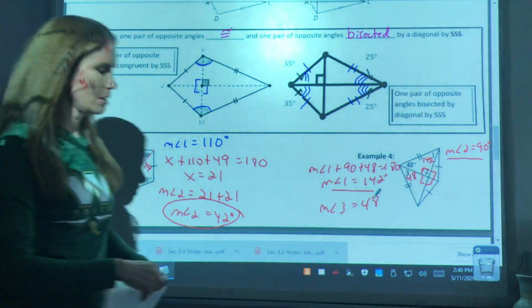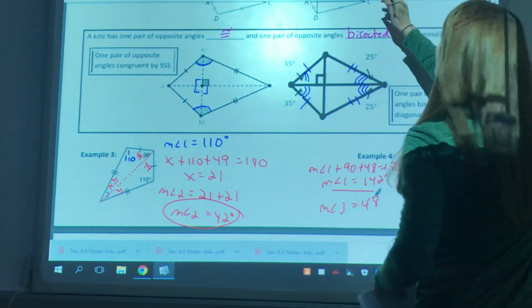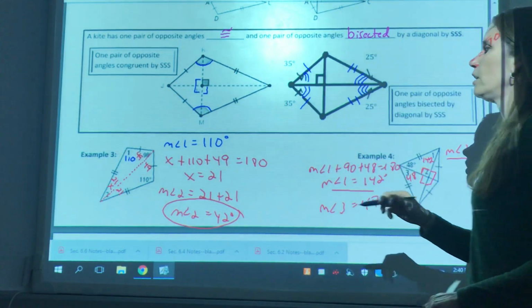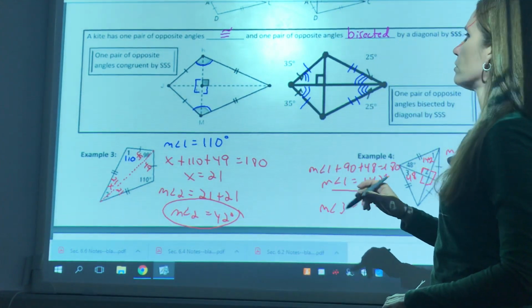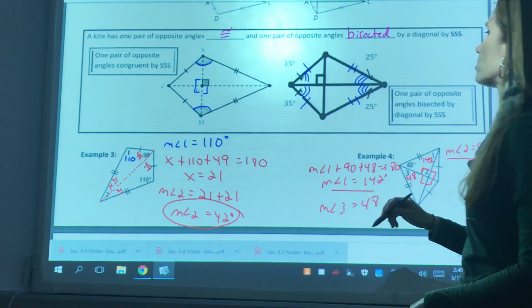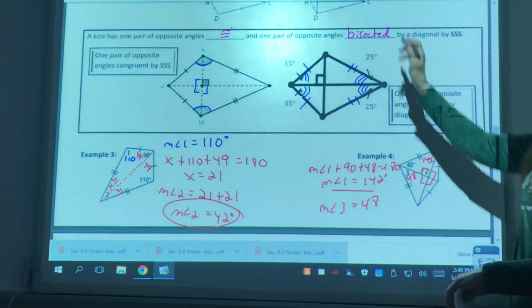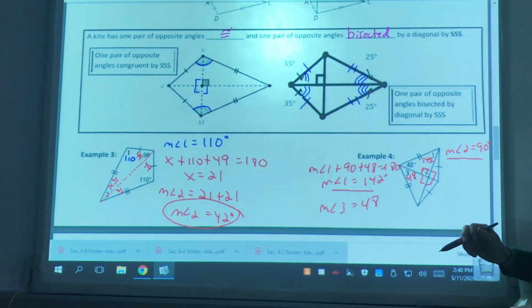Okay? All right, let me go and get that cleared. And then we have one more summary sheet to go over that kind of helps you get the big picture of all of this.